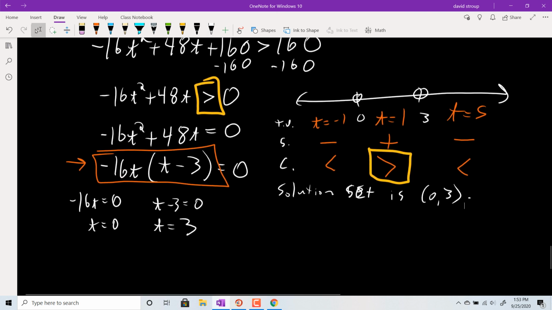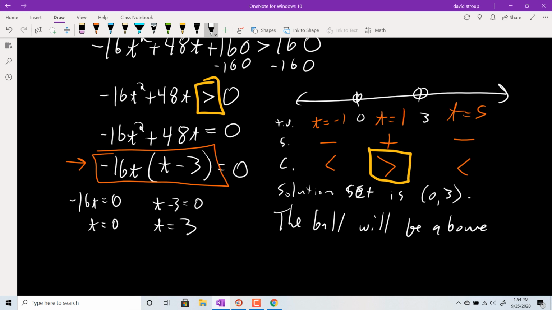In human terms, we also want to interpret our answer into a human setting. The ball will be above the roof for 3 seconds after it's thrown.